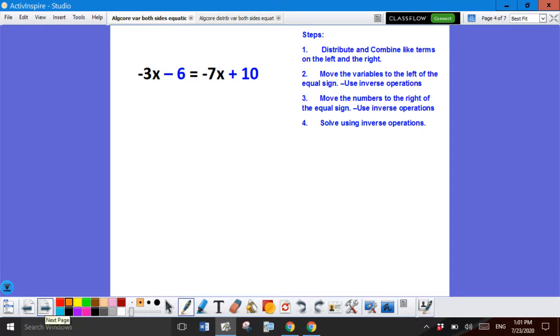All right, try this next one. Again, we have to move the negative 7x to the other side. Hit pause. See if you can get it figured out.